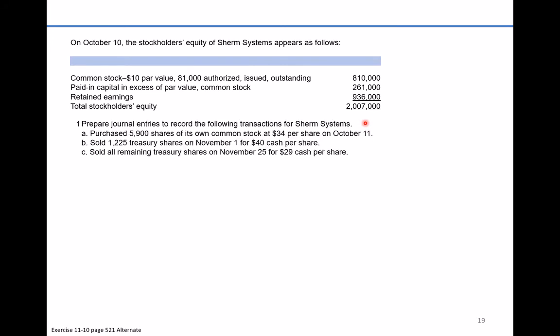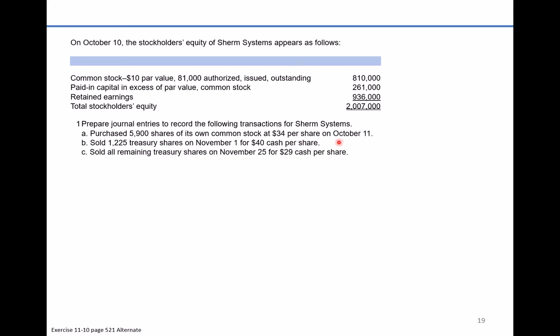Okay, so that's the amount of information we're given. Now let's read on. It says, prepare journal entries to record the following transactions for Sherm Systems. A. Purchased 5,900 shares of its own common stock at $34 per share on October the 11th.